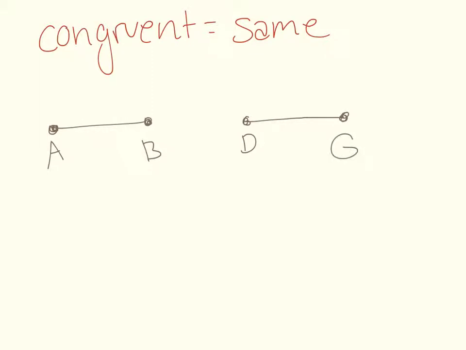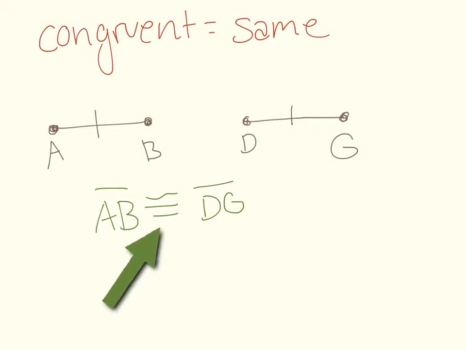Don't ask about the letters. And by putting a little hash mark in between them, that means that they are congruent. So the way we would write that in short term would be segment AB is congruent to segment DG. And this little sign here in the middle is the congruent sign. Notice how it has like equal under it, so the two segments are equal, and the little squiggly just means it's congruent.